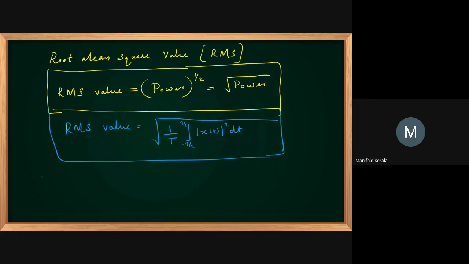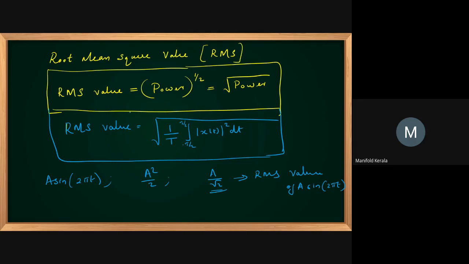So what is the RMS value of A sine 2 pi t? I know the power is A square by 2, correct? Now what is the square root of this? That will be A by root 2. So this is the RMS value of A sine 2 pi t. The RMS value of the sine wave is amplitude divided by root 2.